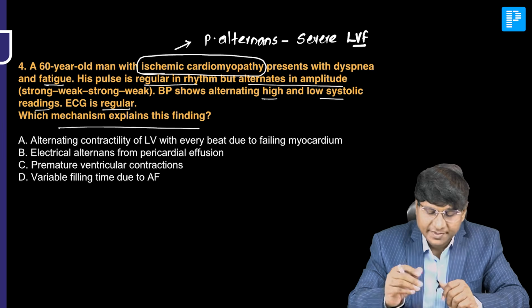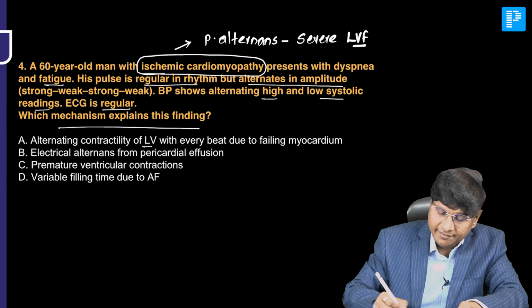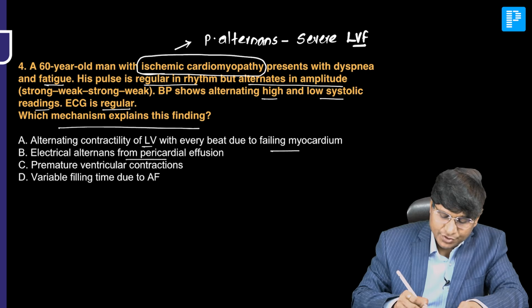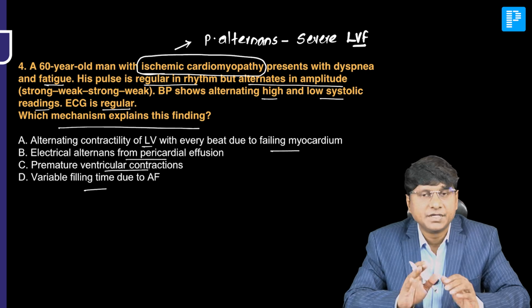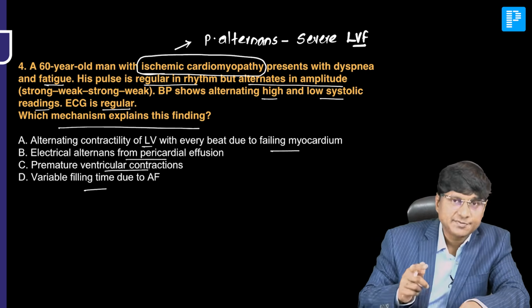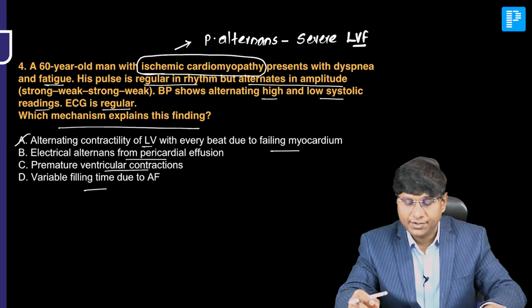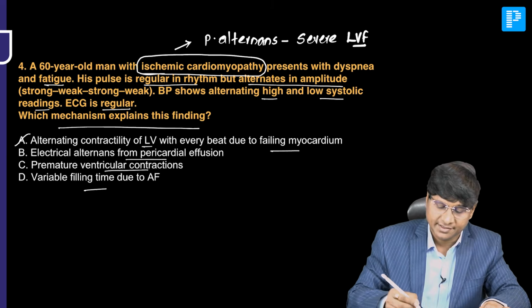Now, which mechanism explains this pulsus alternans? You take the options: alternating contractility of every beat due to failing myocardium, electrical alternans from pericardial effusion, premature ventricular contractions, variable filling time due to atrial fibrillation. So here it is mainly the alternating contractility of the LV with every beat due to failing myocardium that is responsible for the development of the pulsus alternans.